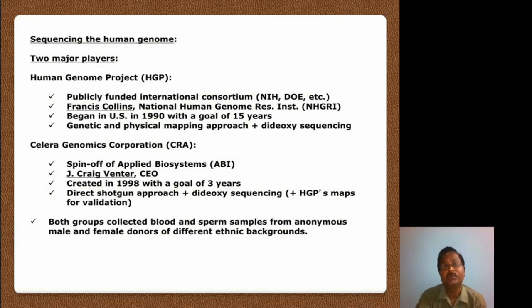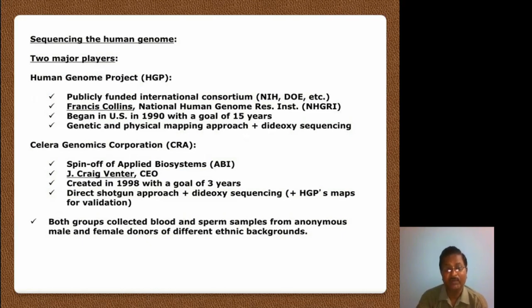Sequencing the human genome, here we have two major players. One is HGP, the other is CRA. What is HGP? The Human Genome Project, a publicly funded international consortium including NIH, DOE, etc., with Francis Collins of the National Human Genome Research Institute, NHGRI. It began in the US in 1990 with a goal of 15 years. A genetic and physical mapping approach and dideoxy sequencing were used. Then Celera Genomics Corporation, CRA, did it.